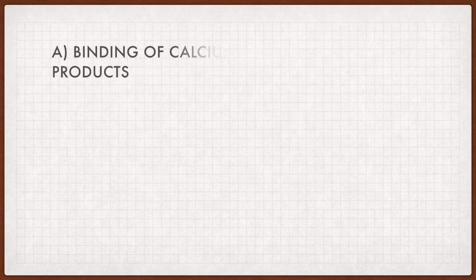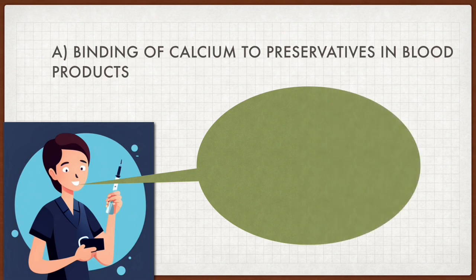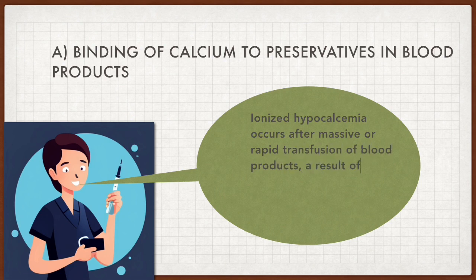A. Binding of calcium to preservatives in blood products. Ionized hypocalcemia occurs after massive or rapid transfusion of blood products, a result of citrate and other preservatives in stored blood products binding calcium.